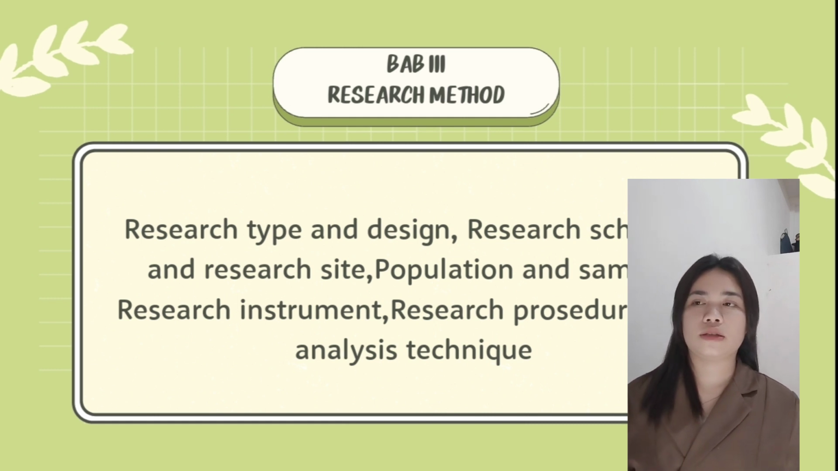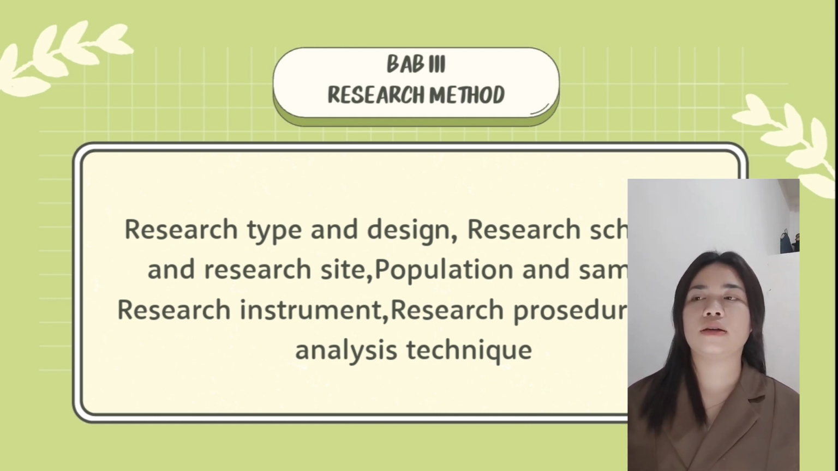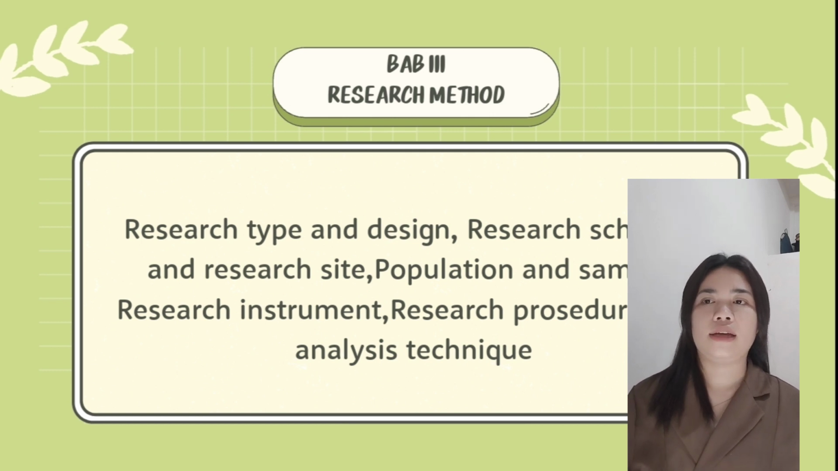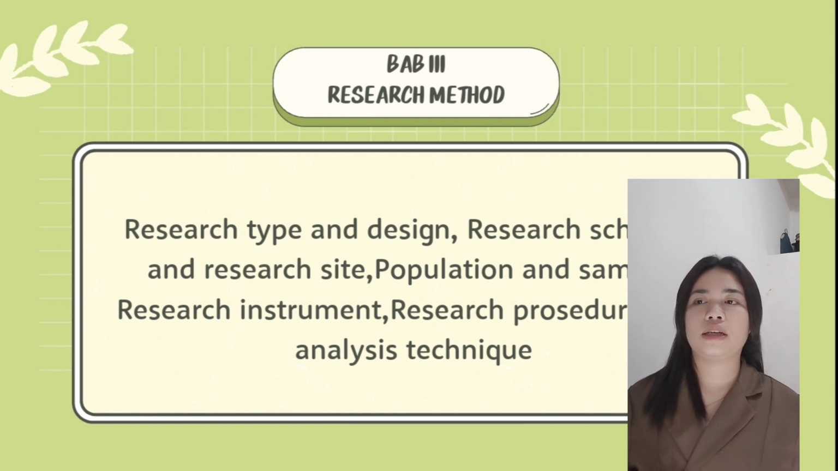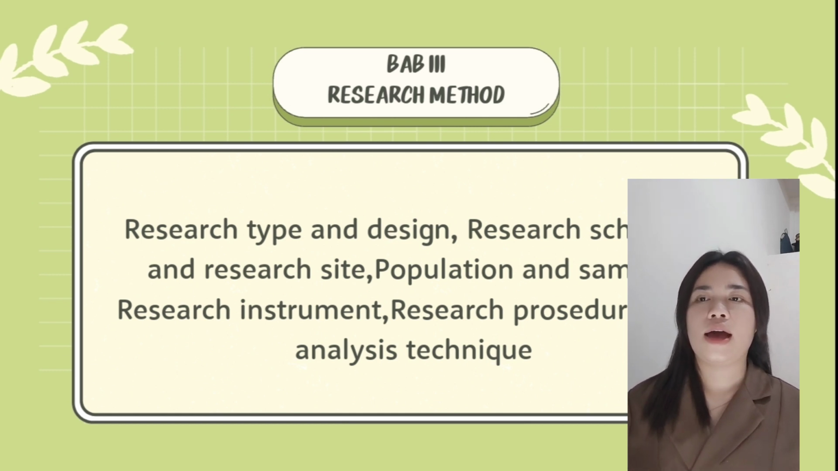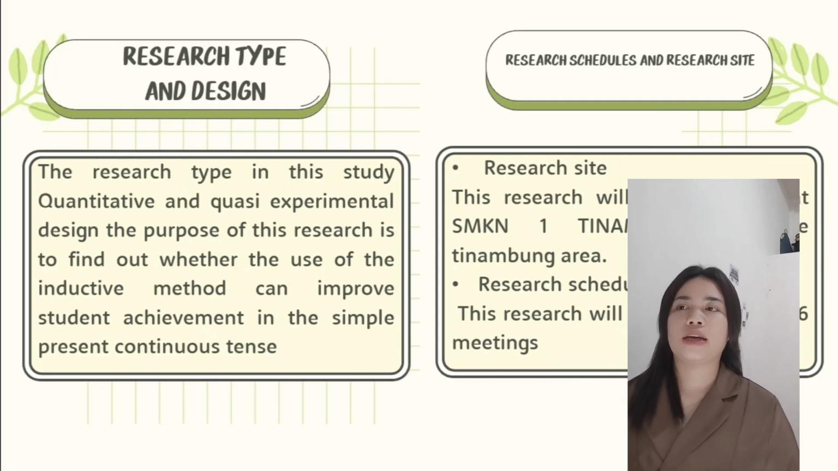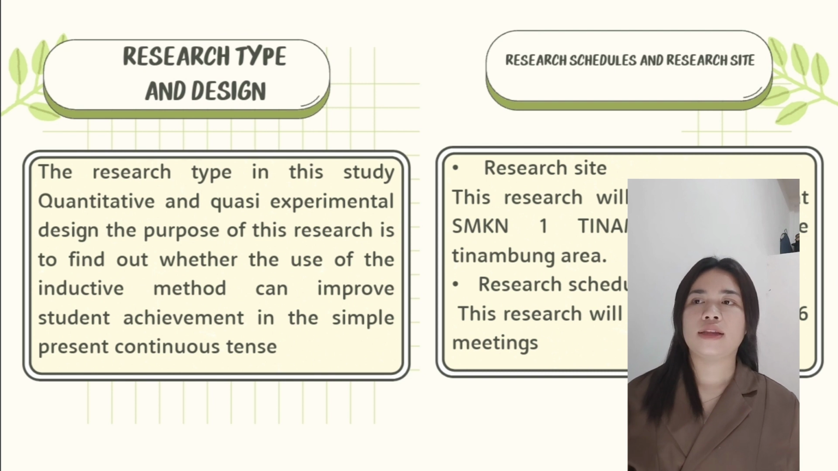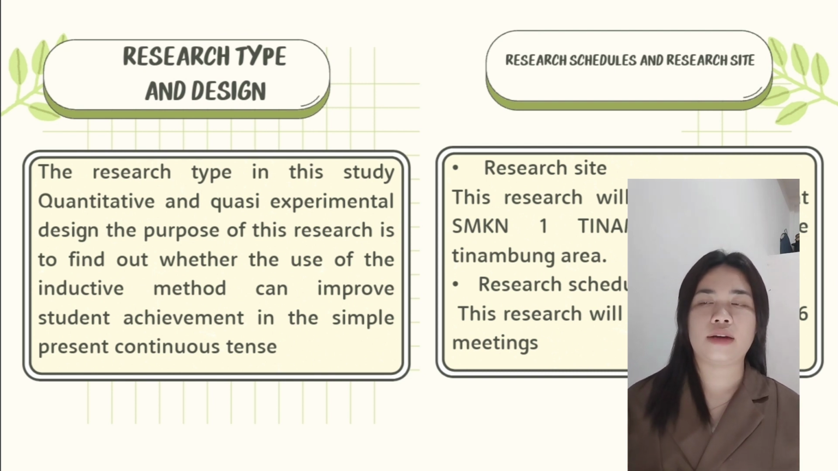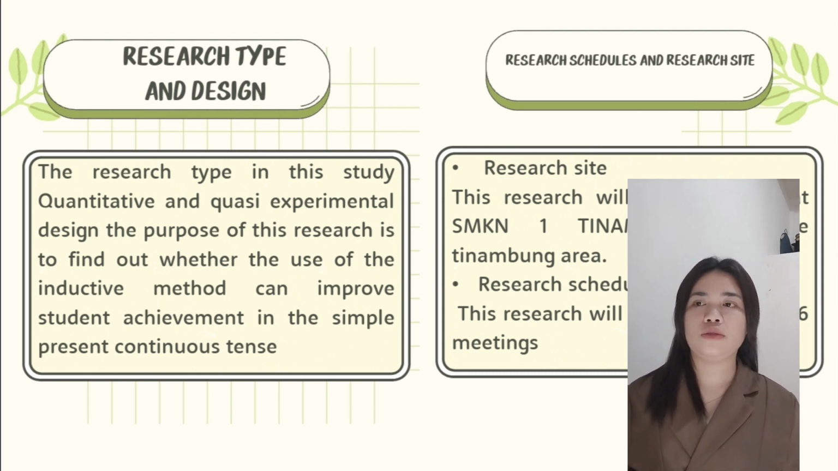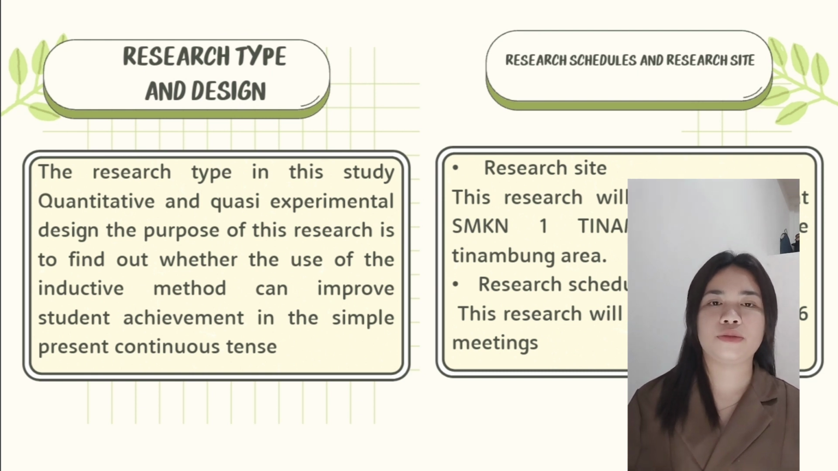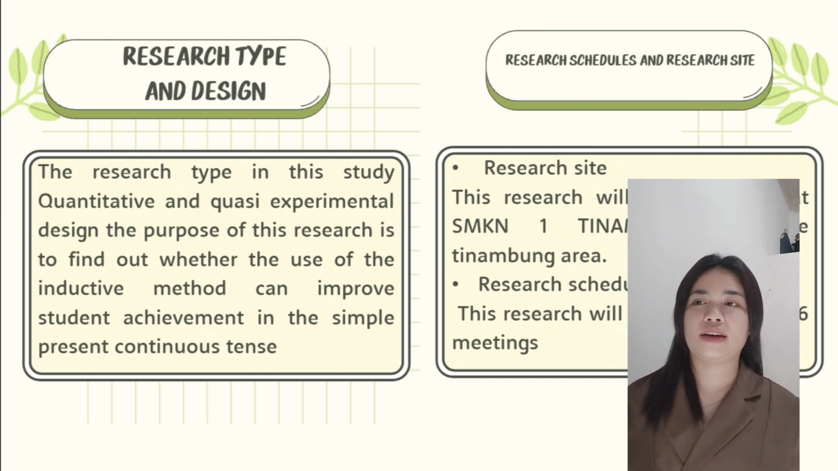So in this Chapter 3, we want to discuss research type and design, research schedule and research site, population and sample, research instrument, research procedure, and data analysis. The first is research type and design. In this research, the type of study is quantitative with a quasi-experimental design. The purpose of this study is to find out whether the use of the inductive method can improve student achievement on simple present continuous tense.